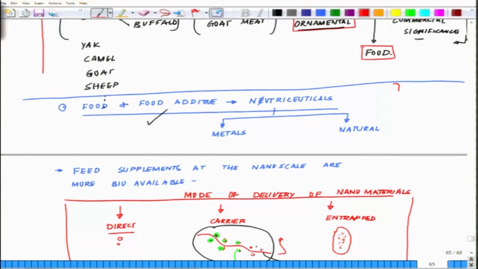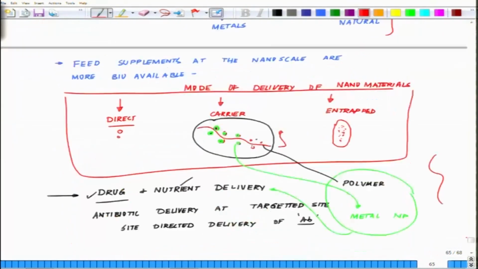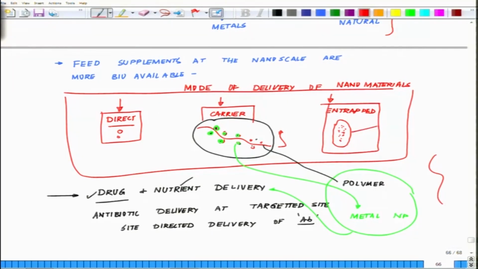The areas where a major chunk of investments are happening is this area: food and food additives, nutraceuticals for animal production. This is for animal production, because nutraceuticals could be used for humans too. Here we are specifically concerned with the animal. So, now there are different modes of delivering these nanomaterials. Either you deliver them direct, or you deliver them as a carrier, or you deliver them as entrapped, something like a capsule-like delivery.